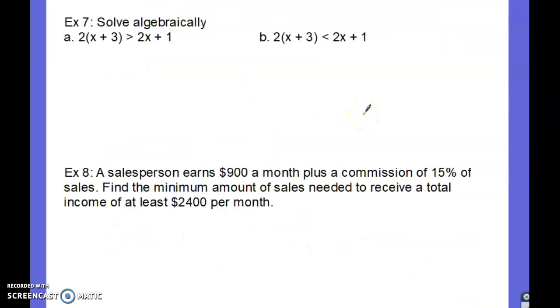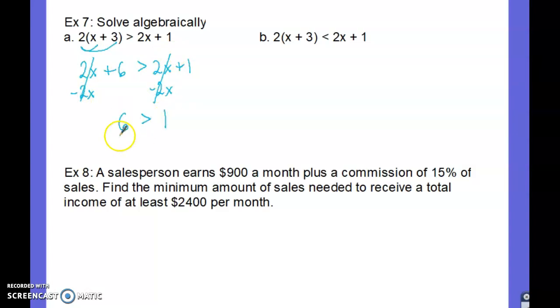So the next one is just asking you to solve algebraically. If you notice with this problem, as you distribute you end up with 2x plus 6 is greater than 2x plus 1. I'm just going to do one more step because I think we can answer this. These will both cancel, and you're just left with 6 is greater than 1. Well, what does this actually mean? We're back to the previous section where this means x could be anything. In interval notation, we're going to write negative infinity to infinity. x can be anything.